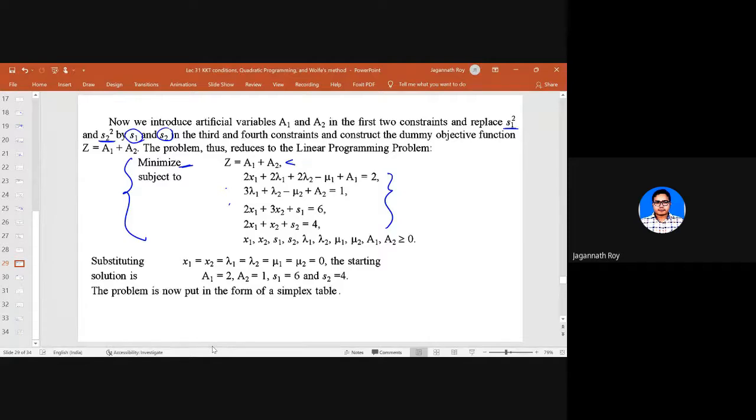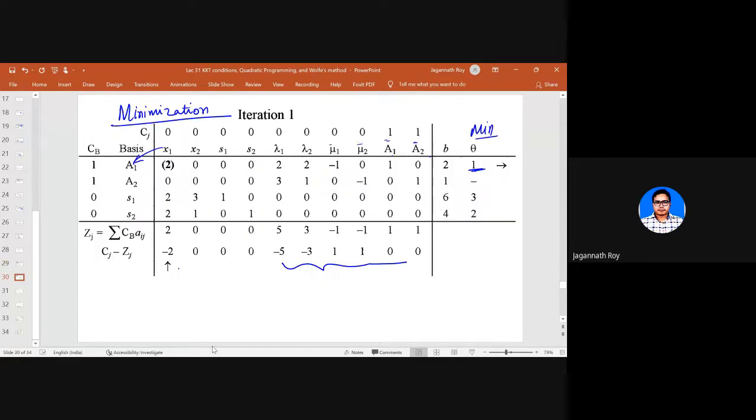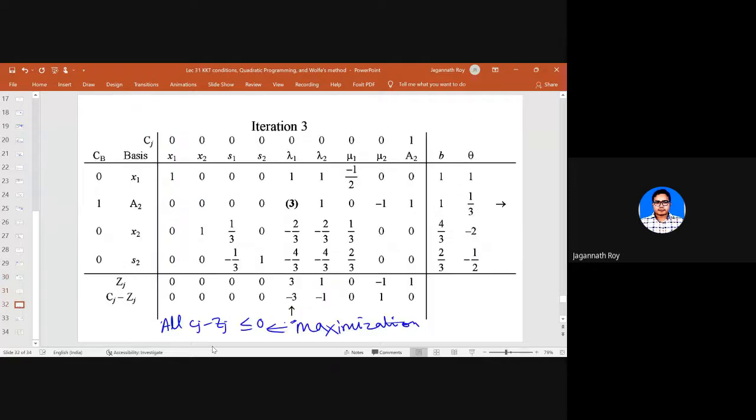They are just dummy variables in the objective function. If you remember, for slack variables, what are the coefficients? 0 S1 plus 0 S2. So they are dummy variables. That is why these square terms are replaced by S1 and S2 in quadratic programming, or Wolfe's method. Now this problem we have to solve in this way.